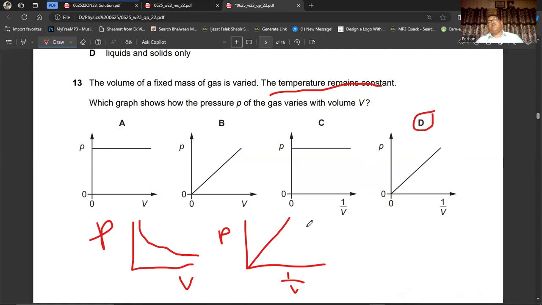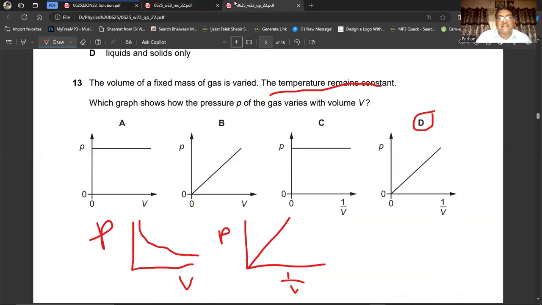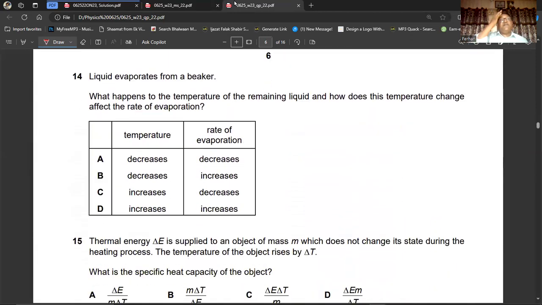This you have studied where? If you have done in your mathematics graphs of inverse proportionality, for example, if P and V are inversely proportional to each other, then the graph is of this shape. But if you draw a graph between P and the reciprocal of V, then P and 1 by V are directly proportional to each other. So then the graph is like this. So D is the choice. Very tricky, very conceptual. Question number 13, D is the right answer, sir. I hope you understand.